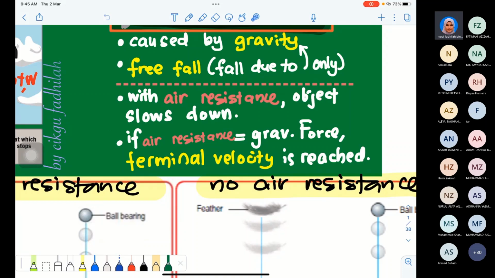friction of the surface. Jadi kalau objek yang dekat udara dia jatuh, maksud ada resistance tak? Ada. What is the resistance? Air resistance. So objects slows down. Now, if air resistance equal to gravitational force, so air resistance is a force. Jadi kalau force ni sama dengan force ni tu apa? Air resistance is a force. If air resistance equal to the value of gravitational force, we say the object is at terminal velocity.